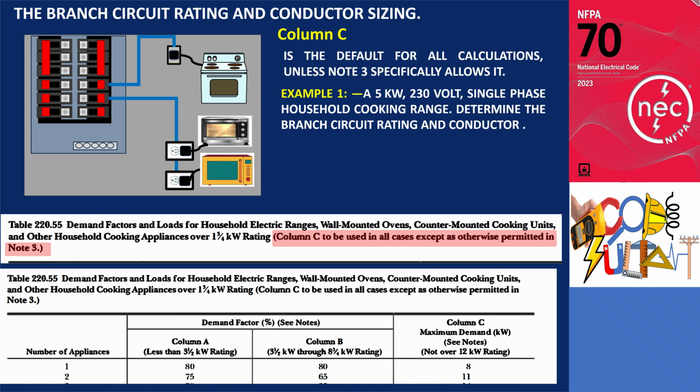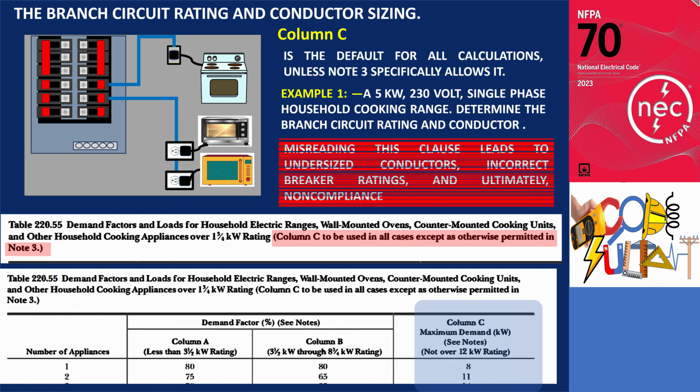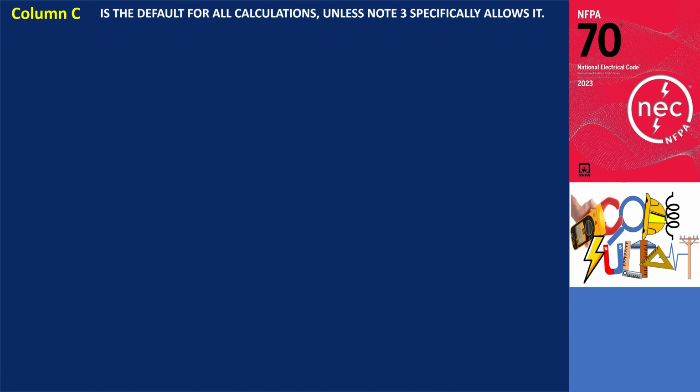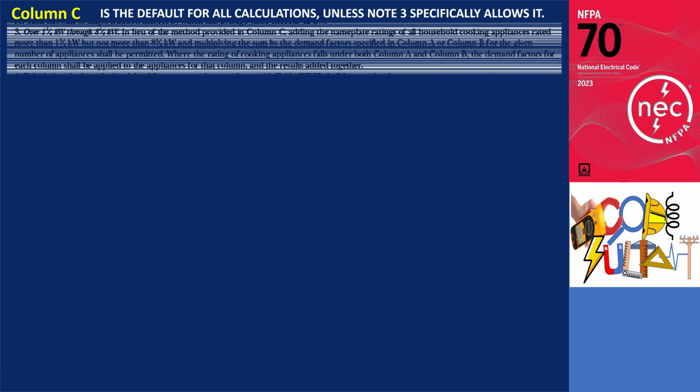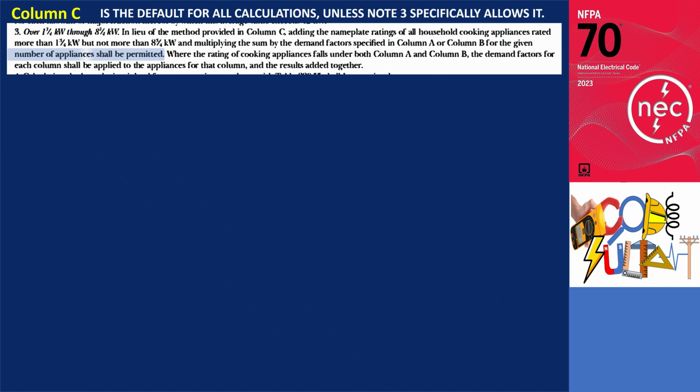The title of table 220.55 makes it clear. Column C to be used in all cases except as otherwise permitted in Note 3. Misreading this clause leads to undersized conductors, incorrect breaker ratings, and ultimately, non-compliance. So let's walk through it properly. We start with column C. That's our default. Then we check Note 3, which gives us a very specific permission.